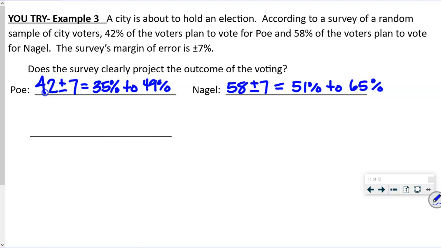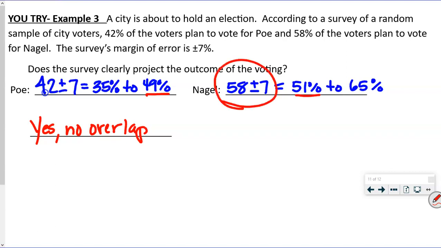So do you see any overlap in these? So what you really want to look at is here. Do you see this 49 and this 51? Well, they don't overlap, because if the one on the left said 52 and the one on the right said 51, then yes, there would be overlap. So then it says, does the survey clearly project the outcome for the voting? The answer is yes. And the reason is because there's no overlap. Okay, so who was it that we projected is going to win? This person right here, right? Okay.